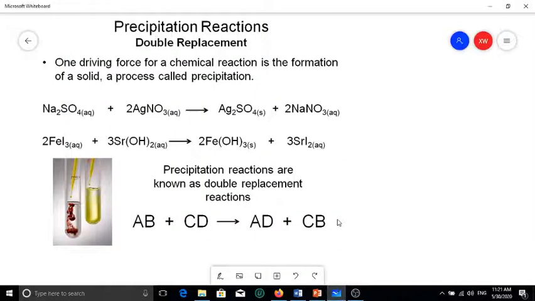Okay, in this video, we're going to talk about double replacement reactions. Here's a slide summarizing what a double replacement reaction looks like. First of all, I want to briefly explain what the word precipitation means.